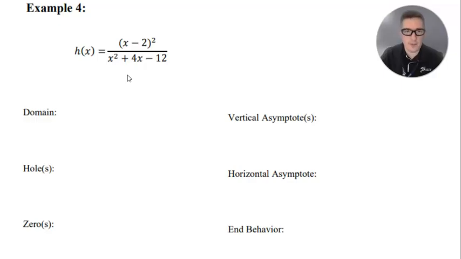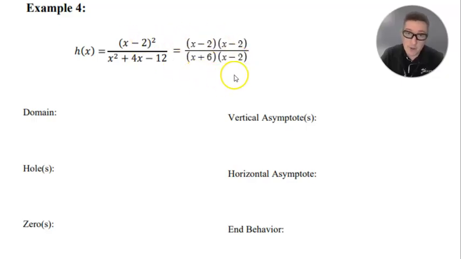All right, let's do our final example for this video. We have a rational function named h. The top part's factored, the bottom part is not factored. Let's factor the bottom part and also expand the top part. And I'm going to notice that I have a hole where these two factors cancel out. And that means I have a hole at x equals 2.